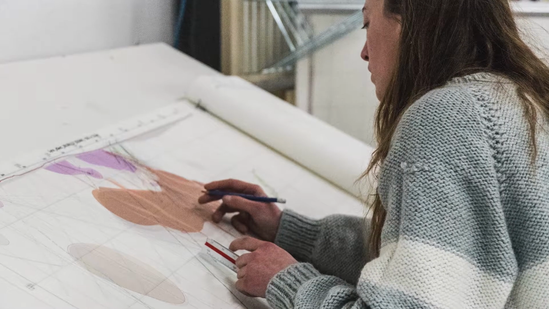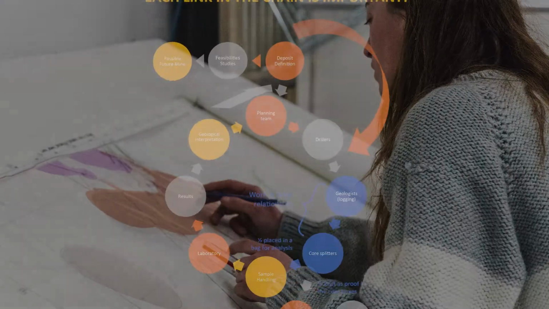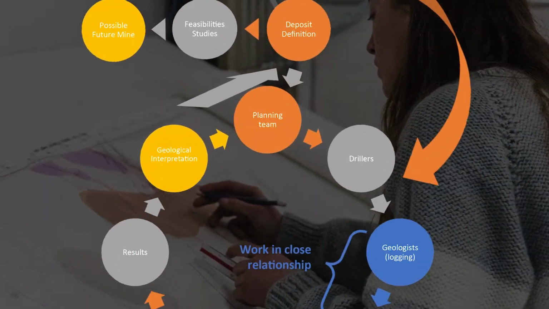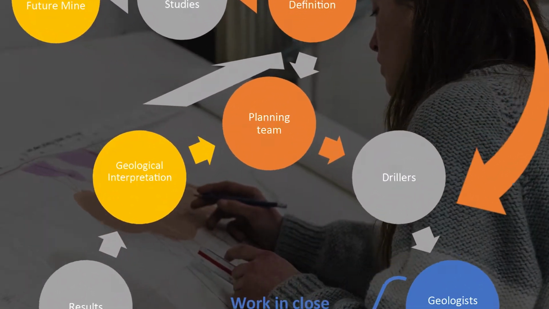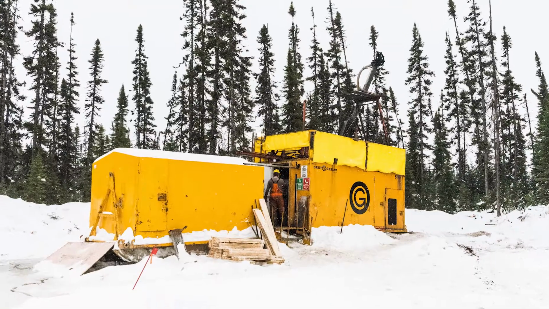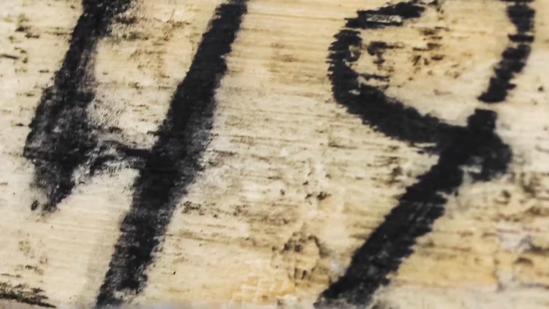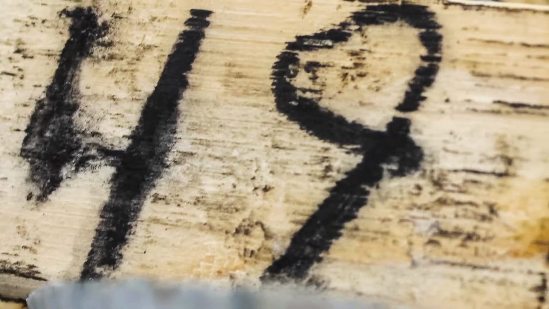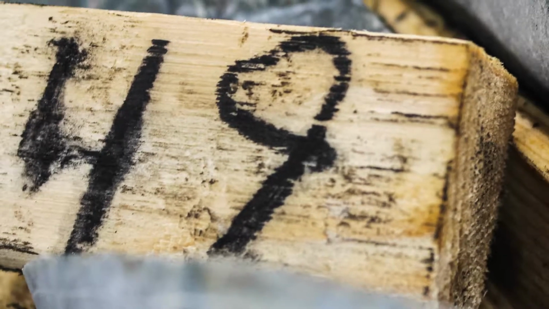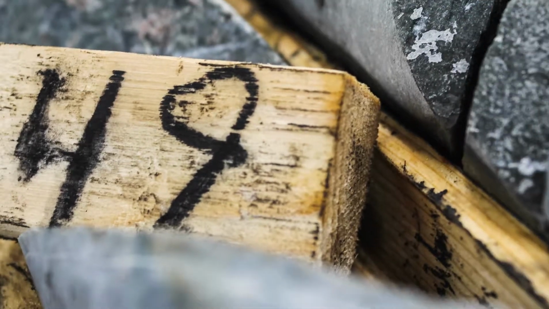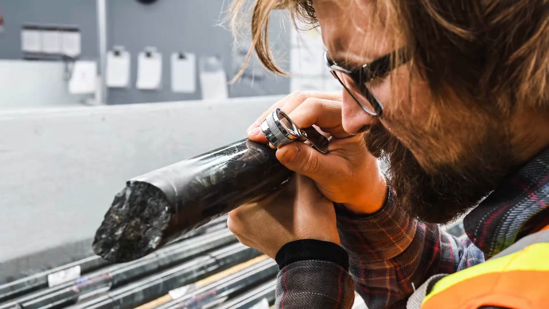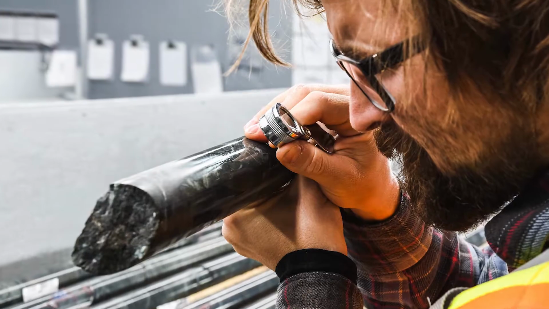The geology planning team determines the drill hole positions according to available geological data and results. The drillers drill the holes according to geologist instructions. They make sure to identify the length of the core, and they identify and handle the core boxes carefully. The geologist describes and logs the core.